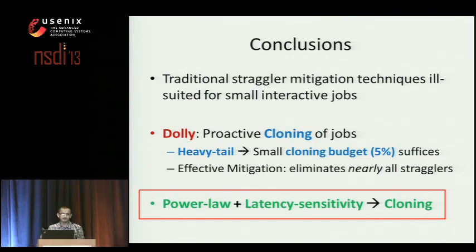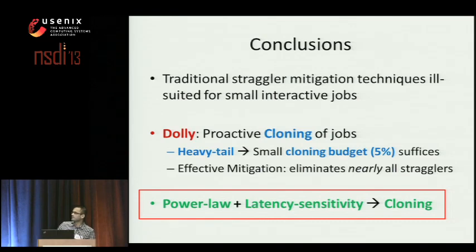We had a proactive approach for cloning of these jobs and picking the earliest. And despite the fact that this is seemingly heavy-handed, we could get away with a very small cloning budget because of the heavy-tailed distribution that we see in job sizes. And our evaluation shows that Dolly actually provides nearly effective mitigation in terms of eliminating the stragglers.